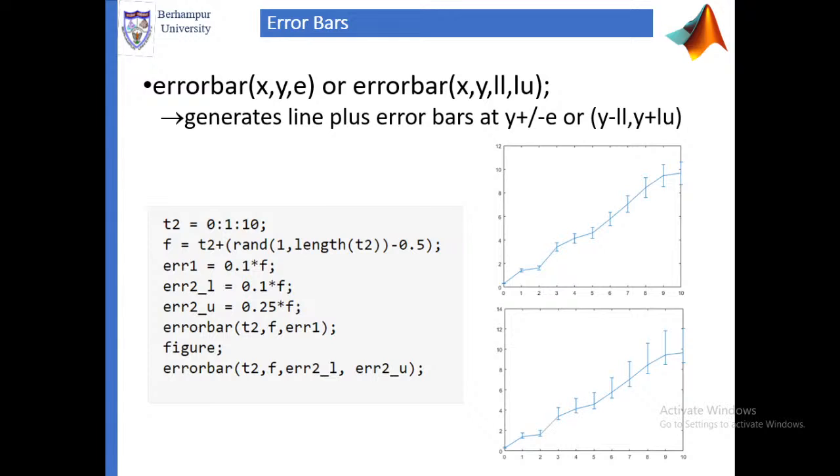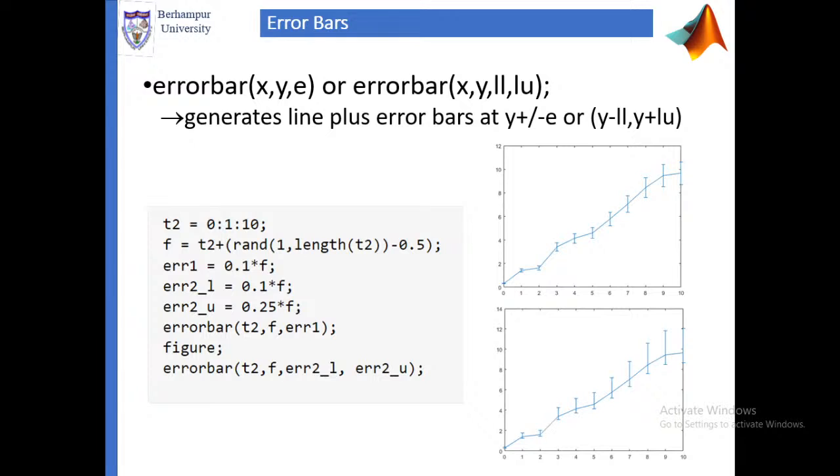Now an example is given here. T2 is equal to 0 to 10, with increments of 1. We have defined some f, and then we are defining error 1, error 2l and error 2u. So error 1 is 0.1 star f. That is the error for the first case. For the second, the lower bound is 0.1 star f, and the upper bound is 0.25 star f.